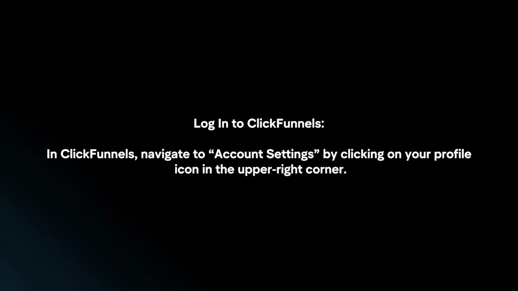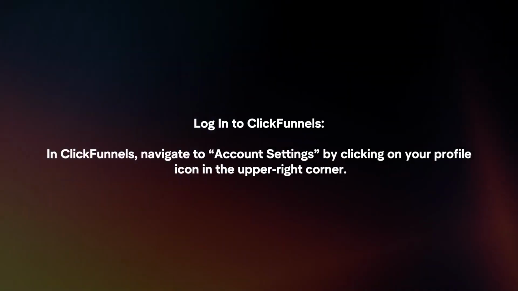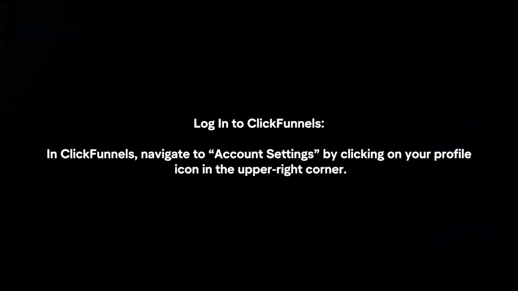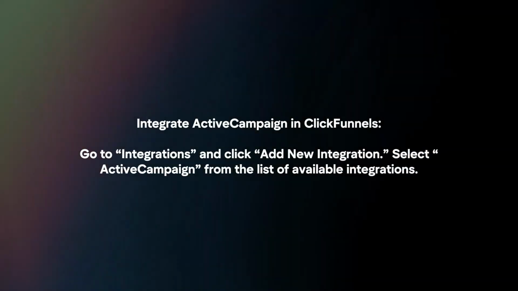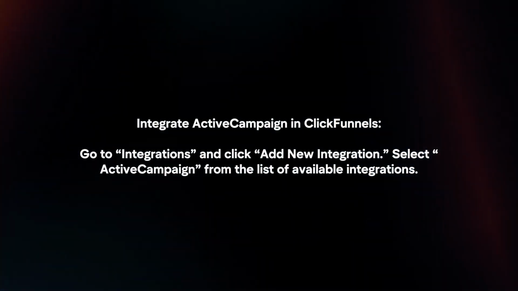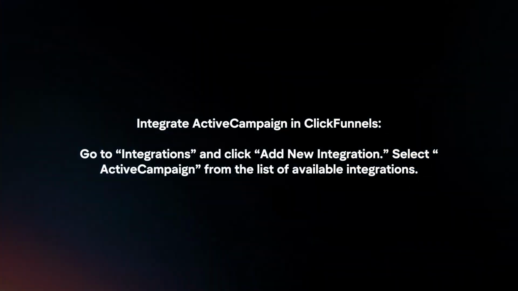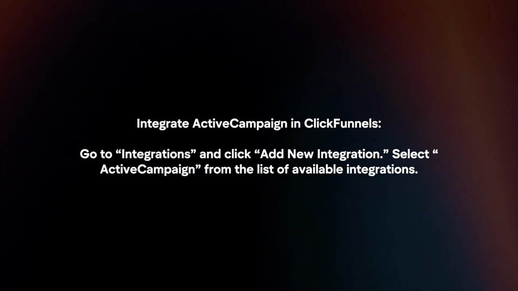Log into ClickFunnels. In ClickFunnels, navigate to Account Settings by clicking on your profile icon in the upper right corner. Integrate ActiveCampaign in ClickFunnels. Go to Integrations and click Add New Integration. Select ActiveCampaign from the list of available integrations.